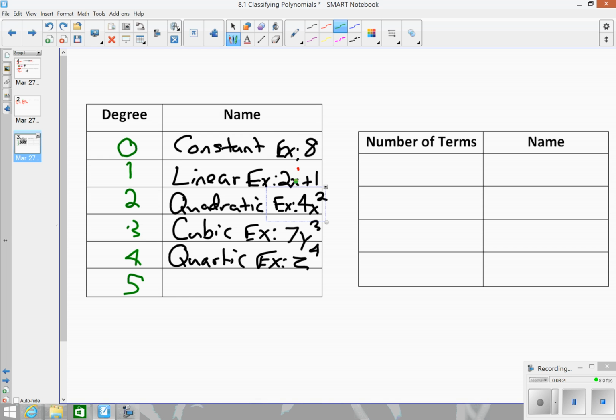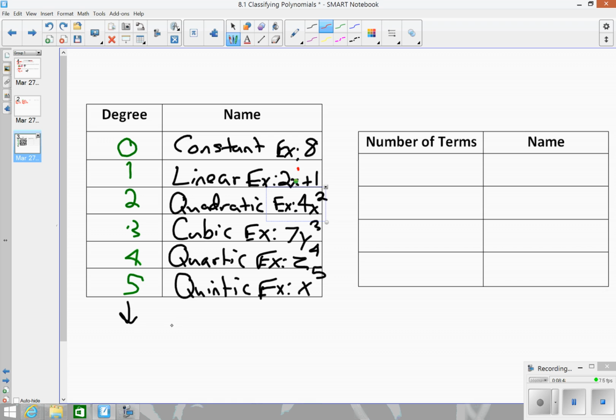And 5, let me stay consistent, and I want to go quintic. Quintic. Okay? Good. An example would be anything really raised to the 5th power. Okay, good. Notice I don't have anything after 5. Well, anything after 5 is basically just whatever that power is.